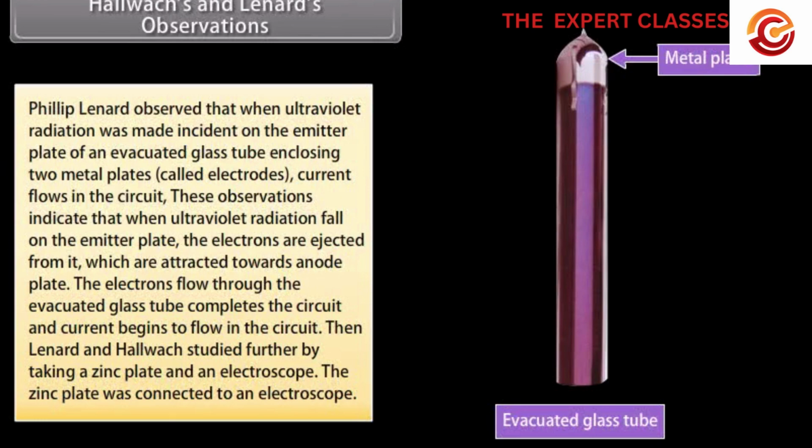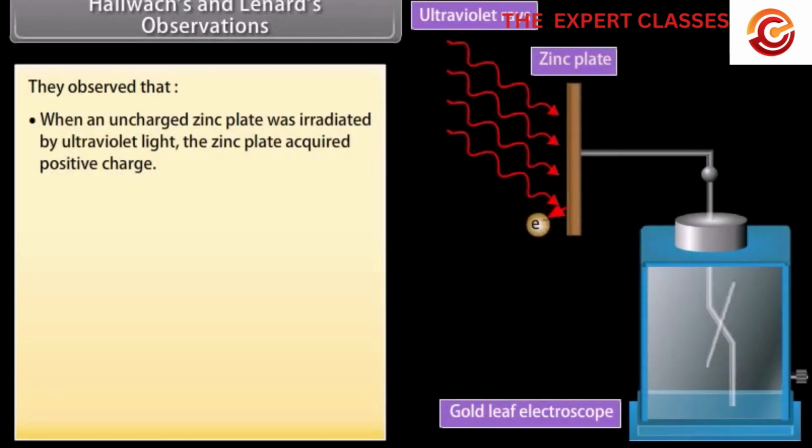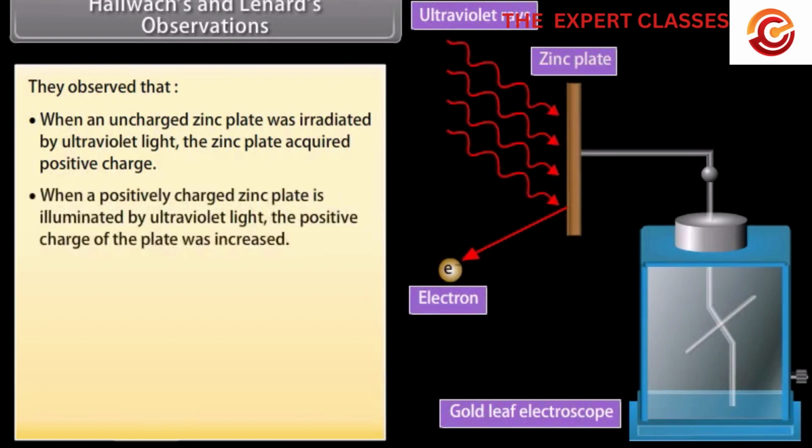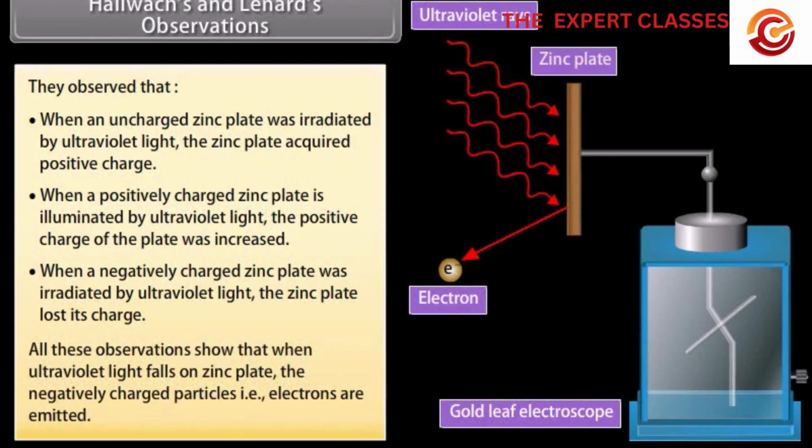Then Lenard and Hallwachs studied further by taking a zinc plate and an electroscope. The zinc plate was connected to an electroscope. They observed that when an uncharged zinc plate was irradiated by ultraviolet light, the zinc plate acquired positive charge. When a positively charged zinc plate is illuminated by ultraviolet light, the positive charge of the plate was increased. When a negatively charged zinc plate was irradiated by ultraviolet light, the zinc plate lost its charge. All these observations show that when ultraviolet light falls on a zinc plate, the negatively charged particles, that is, electrons, are emitted.